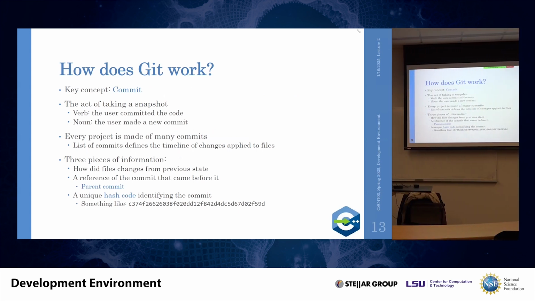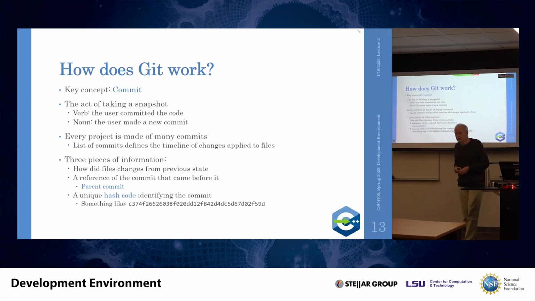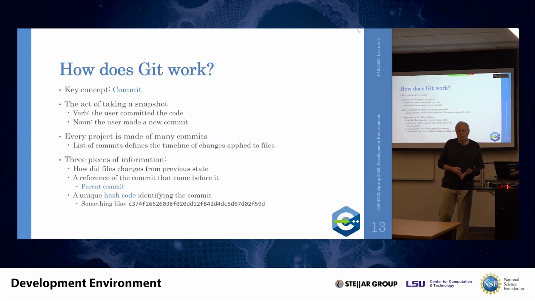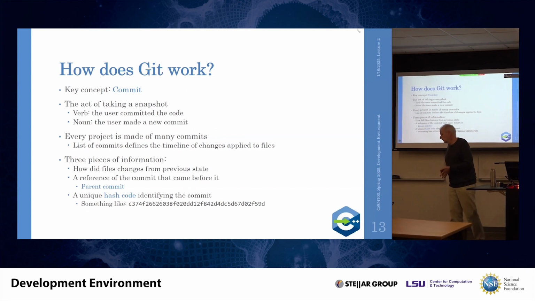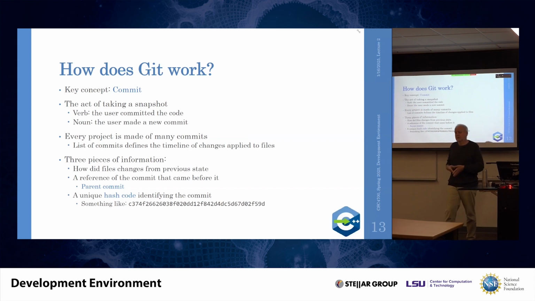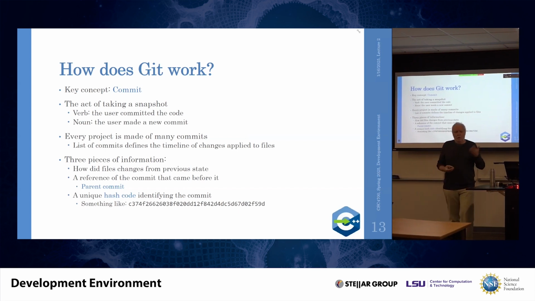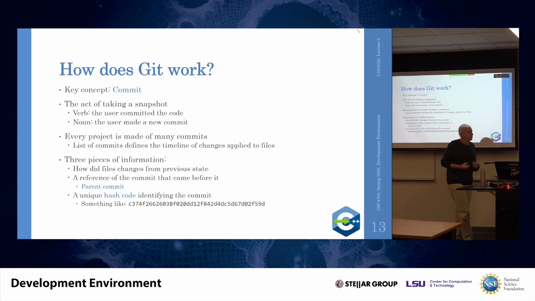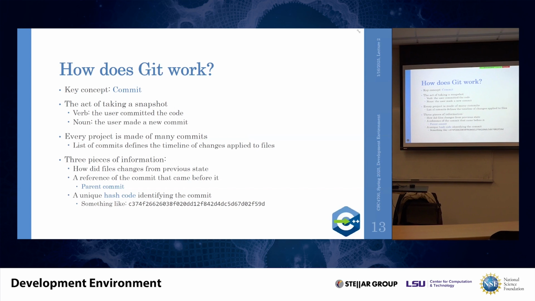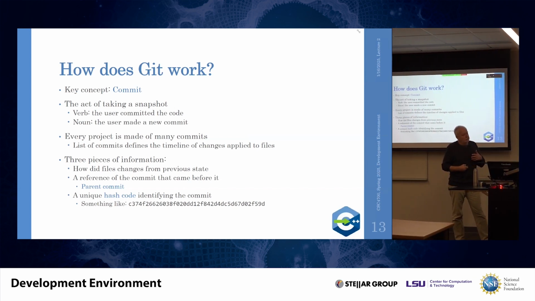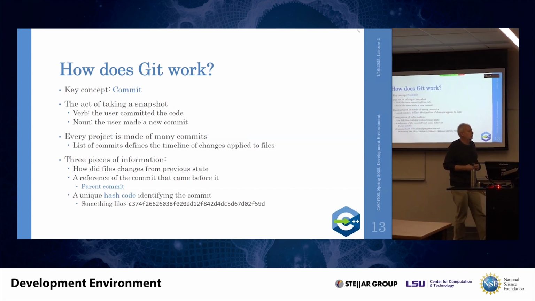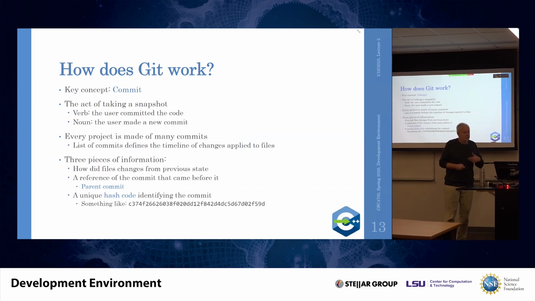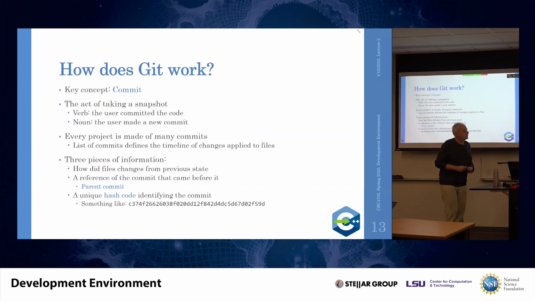The other concept is called a commit. A commit is the process of creating a snapshot. And we will not seldom talk about snapshots; we will most likely talk about commits. A commit is really a snapshot taken by you at a certain point in time. Every project is obviously made of many, many commits. And the list of commits defines the timeline of changes of all the files.